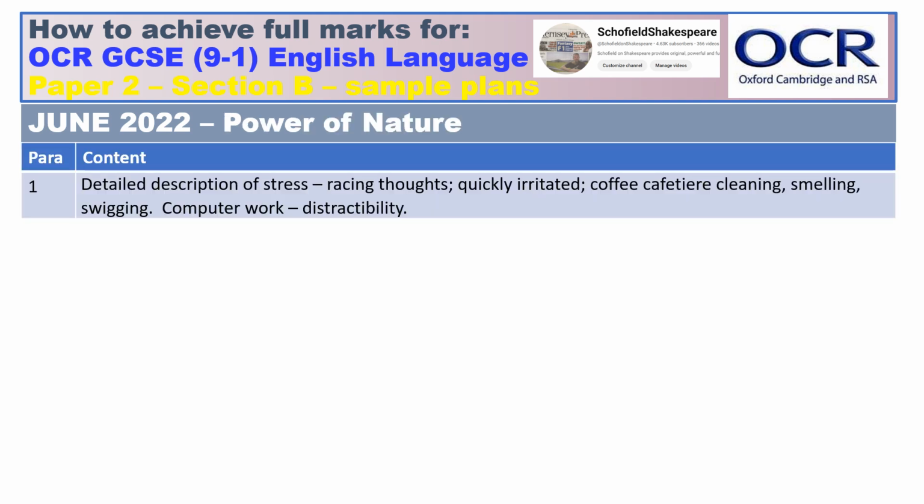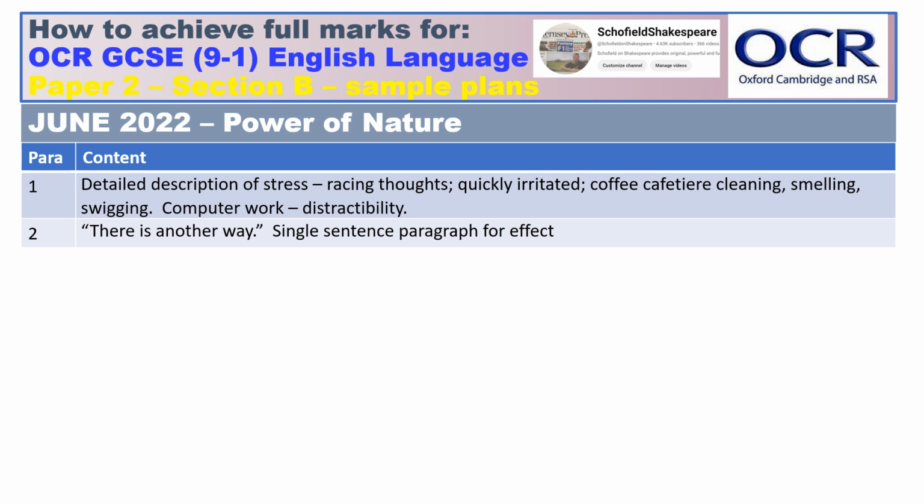In this piece, rather than just launch into endless imagery about skies, trees and the good old sun, I plan to adopt a comparative approach. Nature is powerful because it can assuage, it can bring us back to genuine living. This first paragraph will consist of a detailed description of stress, racing thoughts, quick to irritation, restlessness.